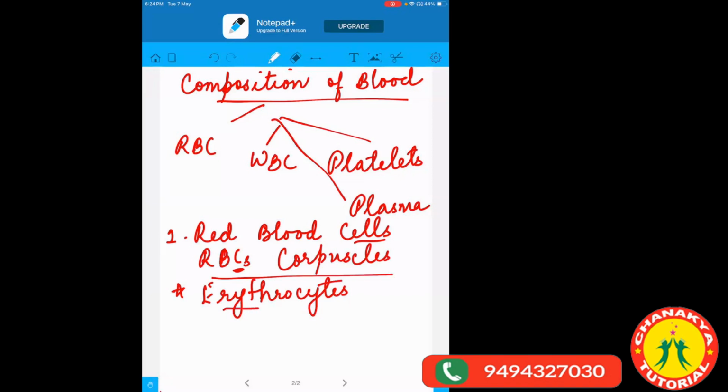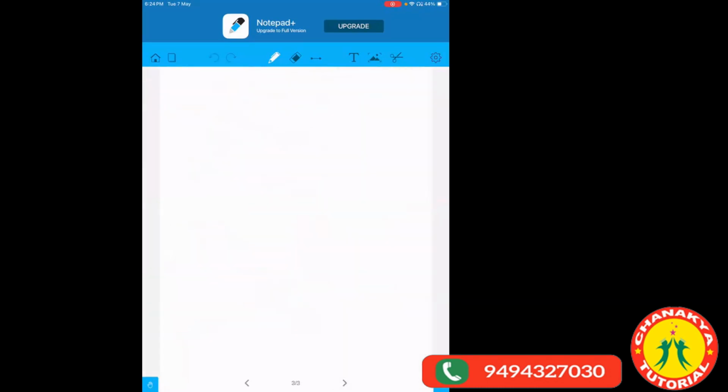Now this erythrocyte is basically derived from the two words erythro and cyte. Erythro means red and cyte means cells. So red color cells are the erythrocytes.